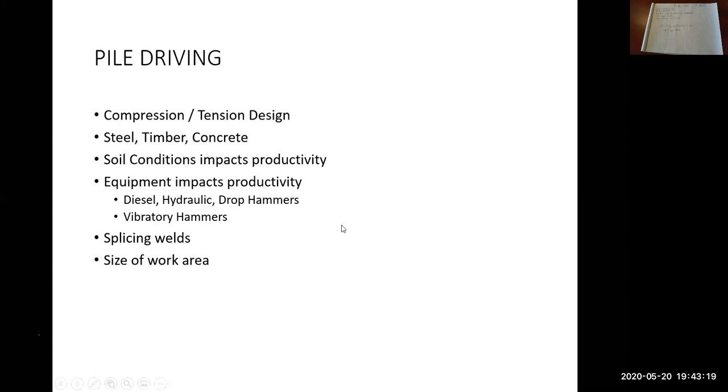So equipment impacts the productivity. Depending on the equipment that you have, different types of hammers. So diesel, like drop hammers, hydraulic, vibratory hammers, different kinds of pile driving type equipment that are hung from a crane.